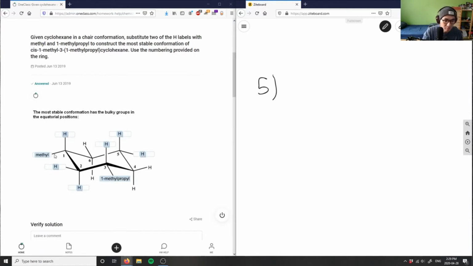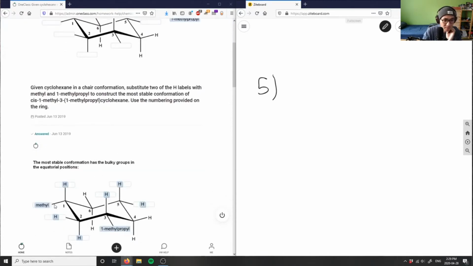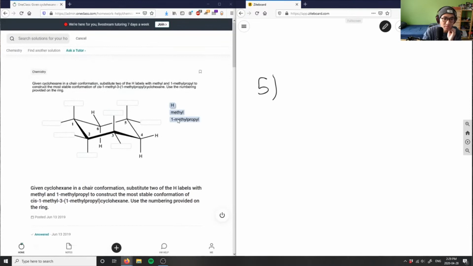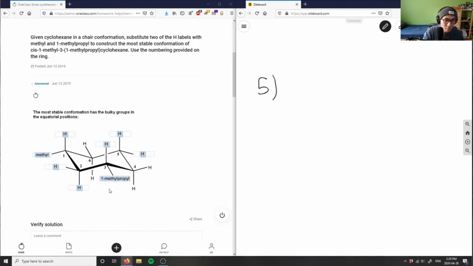And as you can see, they put methyl here, and they put methyl into this group, and all the groups I care about are the methyl and the 1-methyl-propyl, right? So they put the methyl here, the 1-methyl-propyl here, and the methyl here. So this is good, because what I don't want to do is put the 2 big groups on the same side of each other.